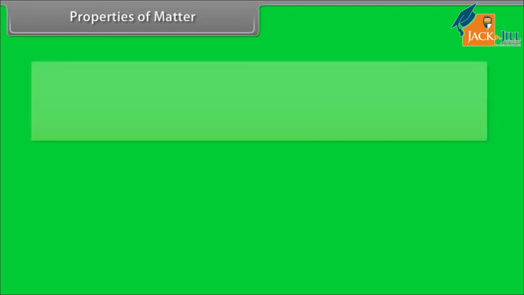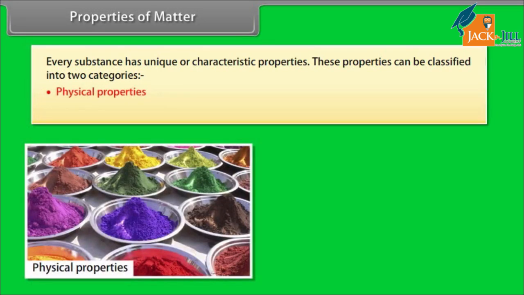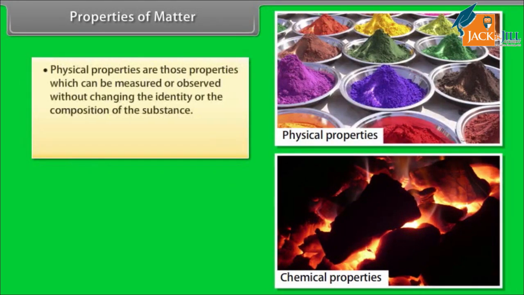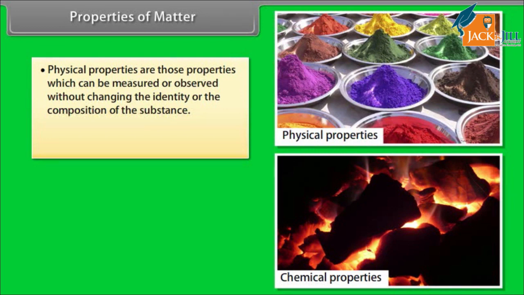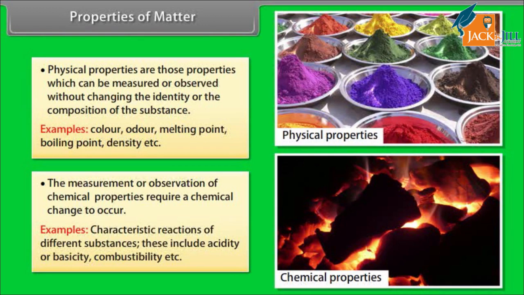Properties of matter. Every substance has unique or characteristic properties. These properties can be classified into two categories: physical properties and chemical properties. Physical properties are those properties which can be measured or observed without changing the identity or the composition of the substance. Examples: color, odor, melting point, boiling point, density, etc. The measurement or observation of chemical properties require a chemical change to occur. Examples: characteristic reactions of different substances. These include acidity or basicity, combustibility, etc.